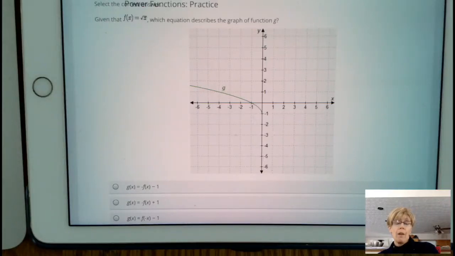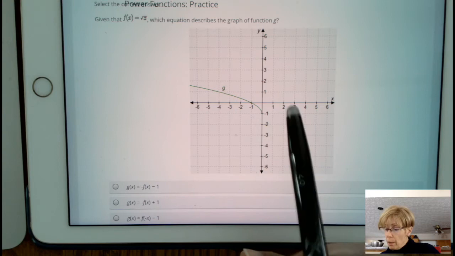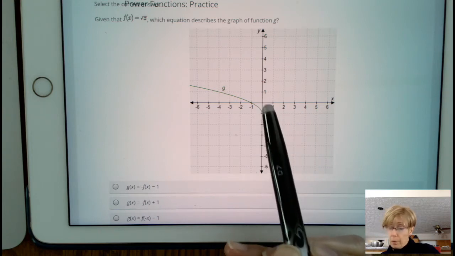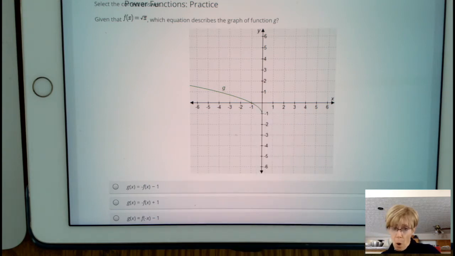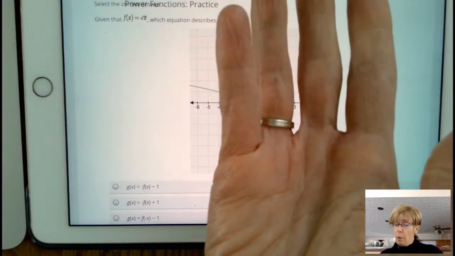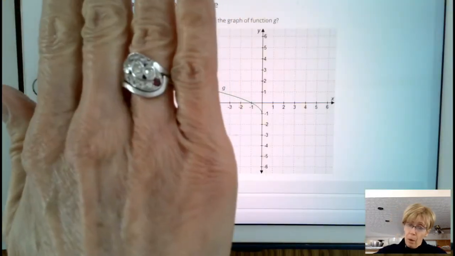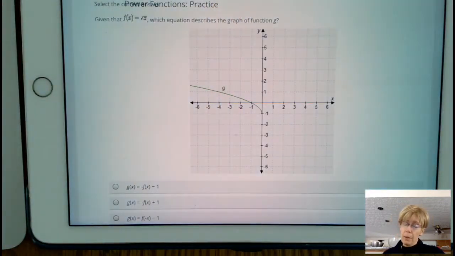Given that f of x equals the square root of x, which equation describes the graph of function g? Well, as I take a look at this problem, what I notice is that at 0, 0, we are down 1. So that's one part. And then, I don't know if you can see from my hand gesture, but we're flipping over. So if you know the transformations from that format, you can pick out which answer it is.